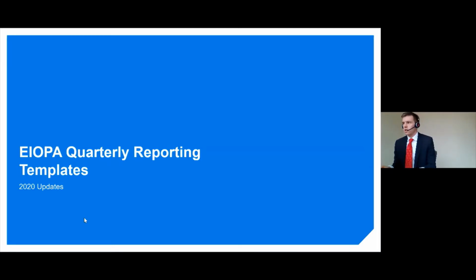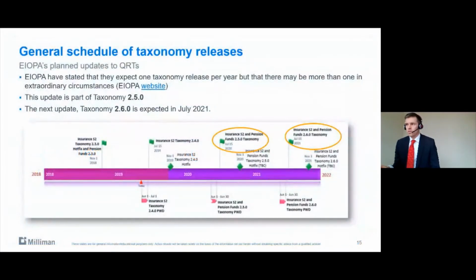So I'm going to kick off with the quarterly reporting templates from EIOPA. Again, it's no real surprise that EIOPA are doing an update this year end. They do publish a schedule of when they expect to do these updates. So you can see on that graph, there is a scheduled update for the end of 2020. That's the one that we're currently looking at.